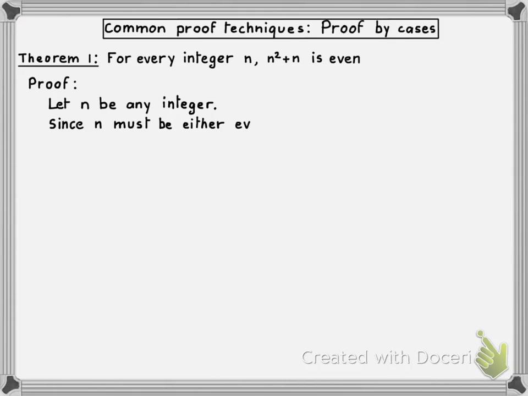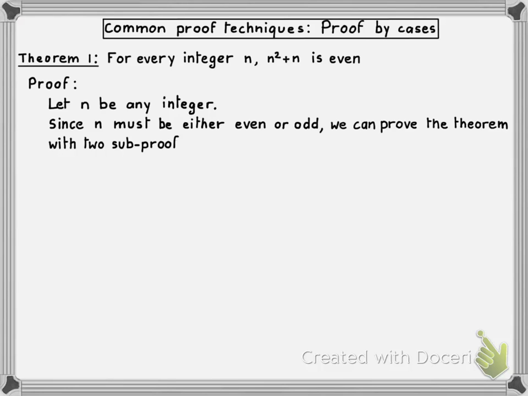So here is the rest of the proof. Since we know, this is an axiom, we don't have to prove it here, that n must be either even or odd, we can prove this theorem by completing two subproofs corresponding to two cases. The first case is when the number n is even. So there will be a proof of this proposition here when n is even. That will be case 1.